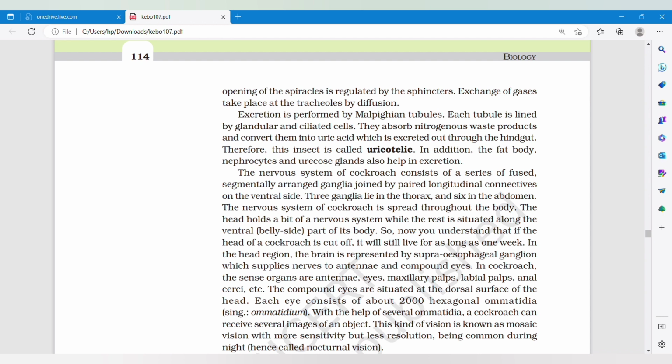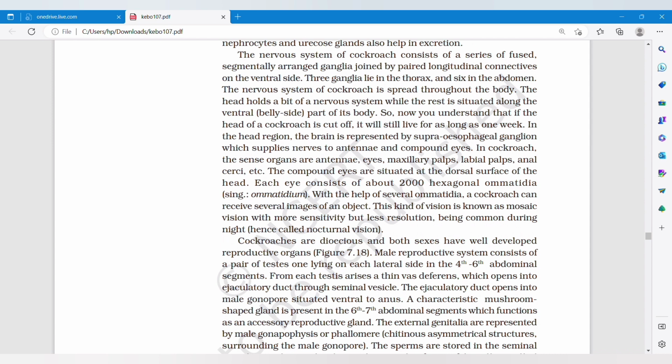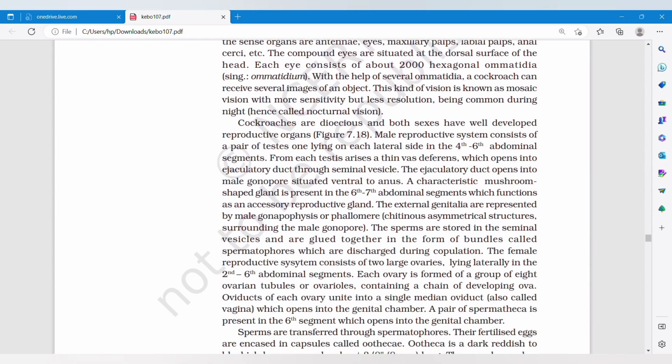Each eye consists of about 2000 hexagonal ommatidia, singular ommatidium. With the help of several ommatidia, a cockroach can receive several images of an object. This kind of vision is known as mosaic vision, with more sensitivity but less resolution, being common during night, hence it is called nocturnal vision.